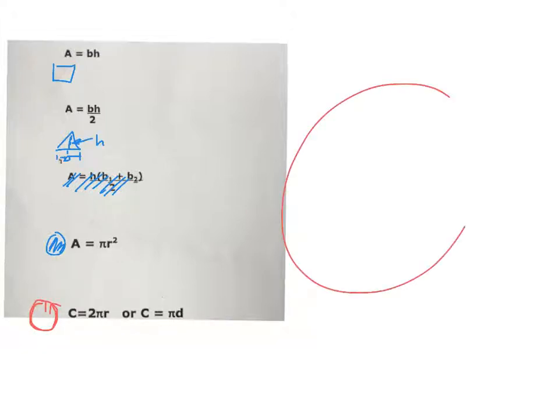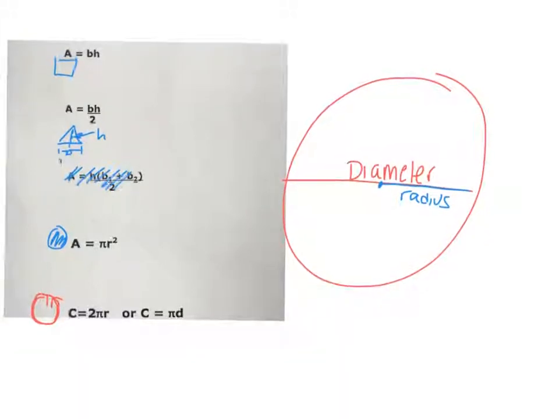Remember that in a circle, the diameter is the length from one end to the other, and the radius is half of a diameter. So the radius would be the blue and the diameter would be the red if you were looking at it a little differently.